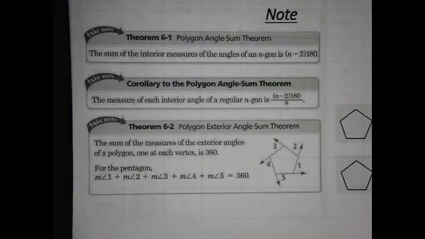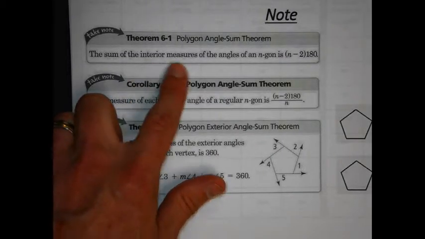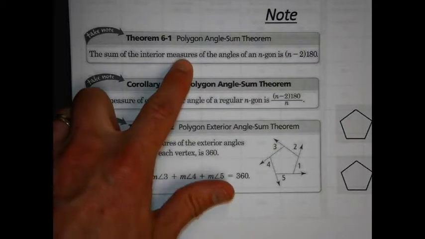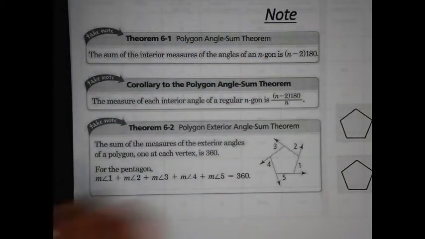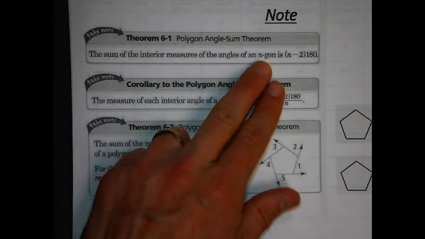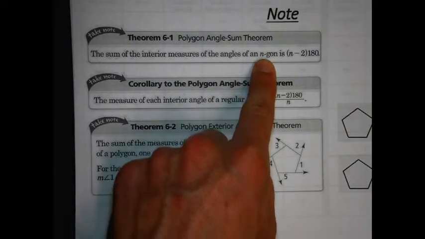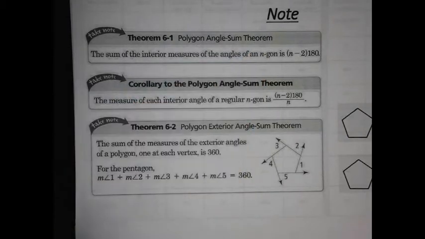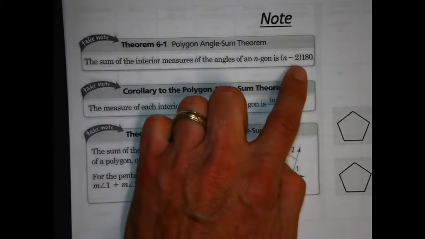This is a good time to pause and copy. But let's talk about angle sum theorems. So we have the angle sum of interior measures of an n-gon. What's an n-gon? A polygon with n sides. A quadrilateral has 4 sides. It's a 4-gon. So the sum of the interior measures is the number of sides minus 2, times 180.